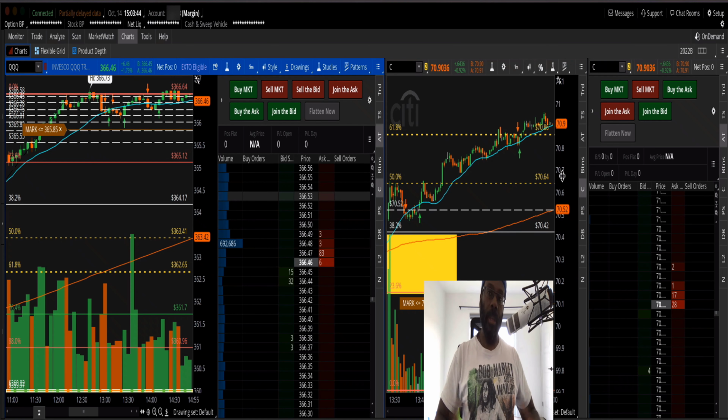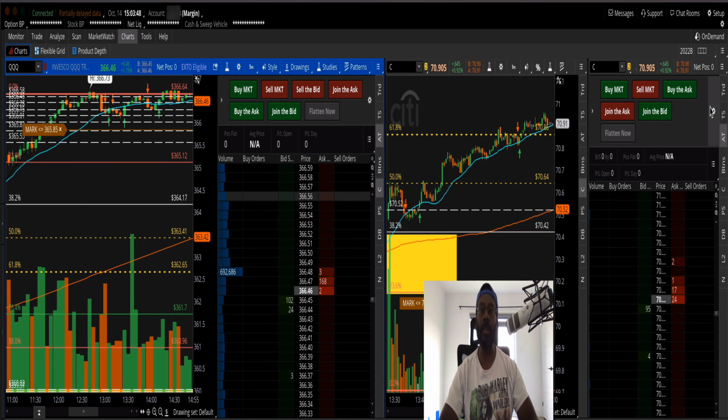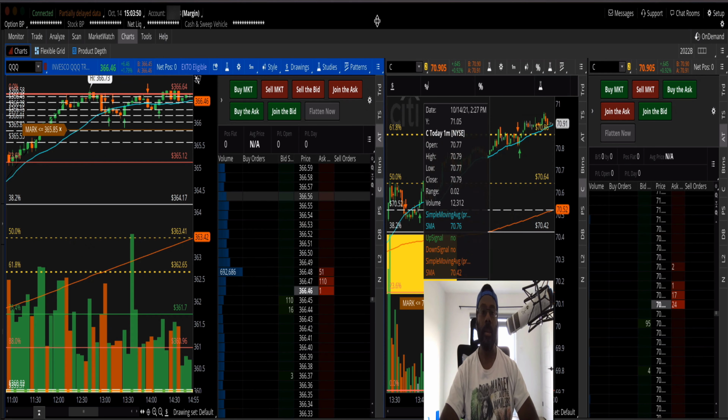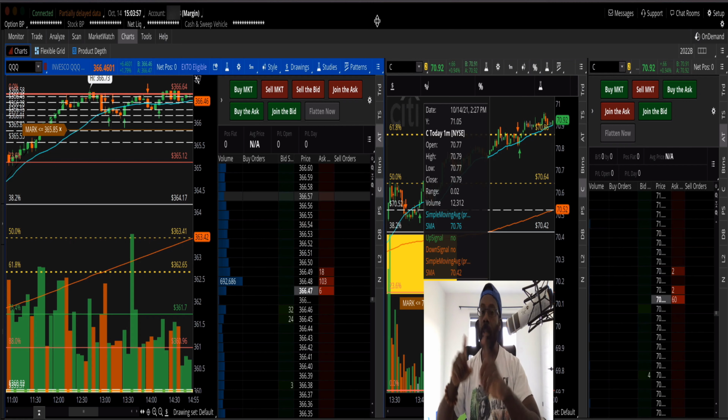So, everything's mapped out. Sometimes, I mean, you can do everything right, and still you're going to be on the losing end of a trade, and it happens.